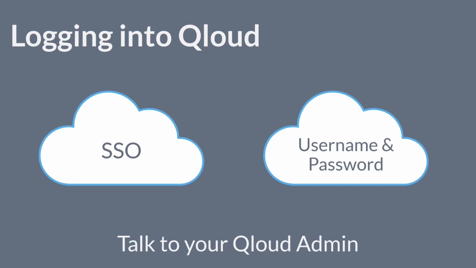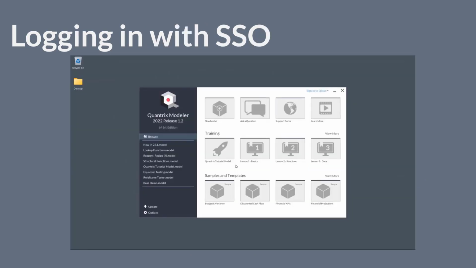As we mentioned, you can create a username and password to sign in. But now, as of our 22.1 release, our Enterprise Qloud Plus offering supports single sign-on. Quantrix Qloud Enterprise Plus now supports single sign-on. Using SSO, once you're logged into your corporate identity provider, you'll be able to go directly into Quantrix Qloud without logging in again. You will also be able to use your same corporate login to open models from and publish models to the cloud from your Quantrix Modeler desktop.